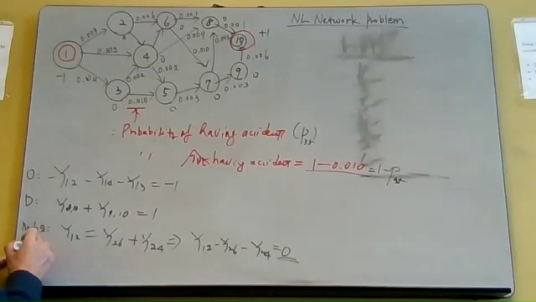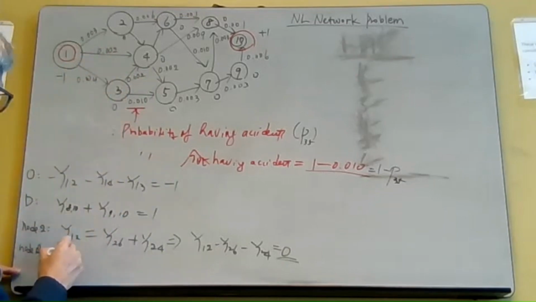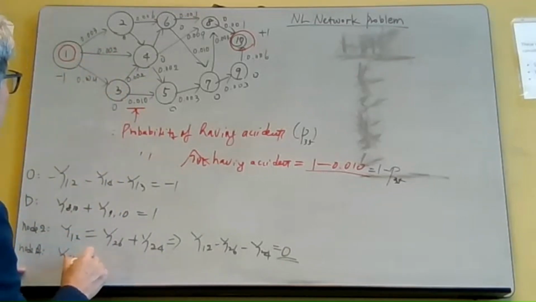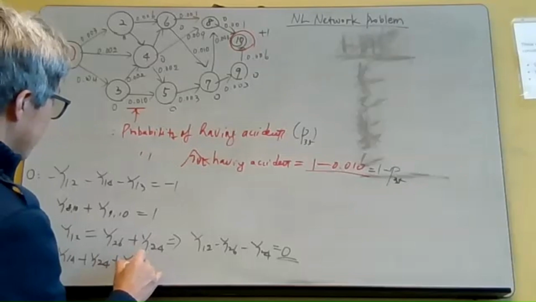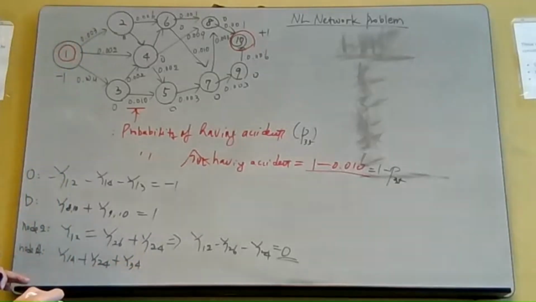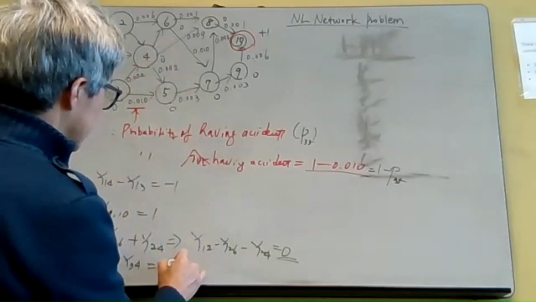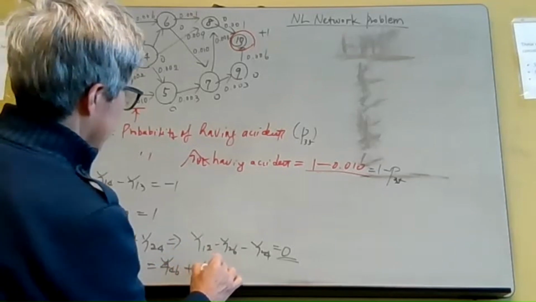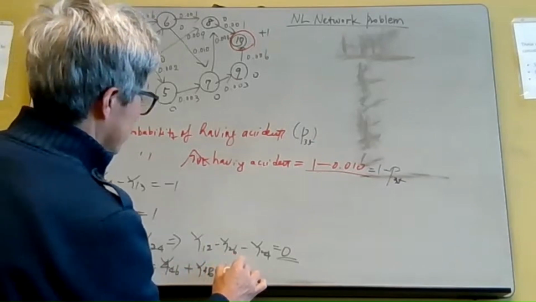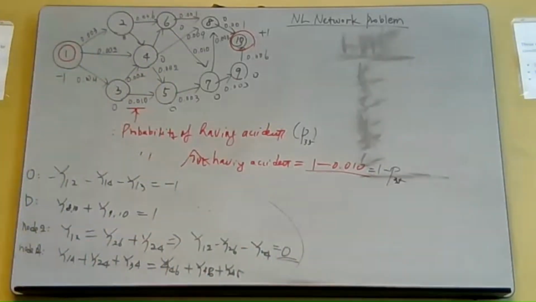So what about node 4? That's a little bit longer than others. Inflow, you have three inbound flows: 1 to 4 plus 2 to 4, and inbound flow from 3 to 4. Right, equal to outflow, which is y46 plus y48 plus y45. Okay, this is the way to see the balance of flows.